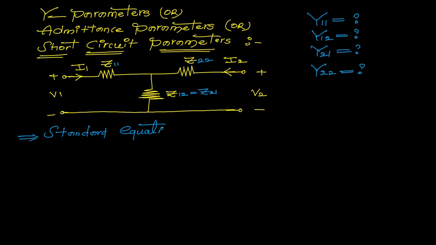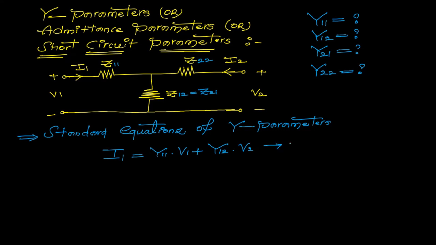equations of Y parameters? Those are I1 is equal to Y11 V1 plus Y12 V2. Assume this is equation number 1. Now the second one, I2 is equal to Y21 V1 plus Y22 V2. Assume this is equation number 2.